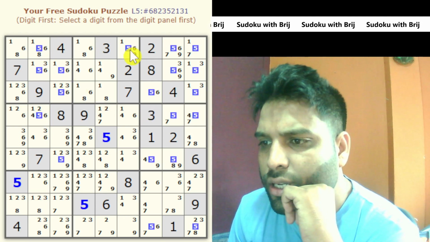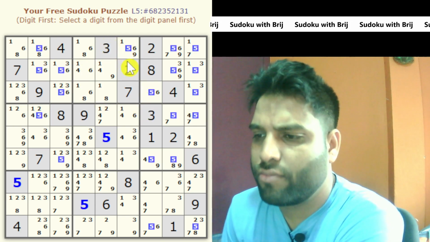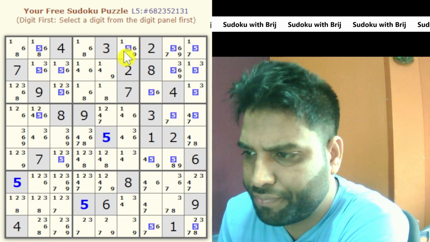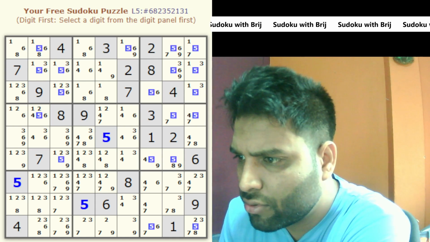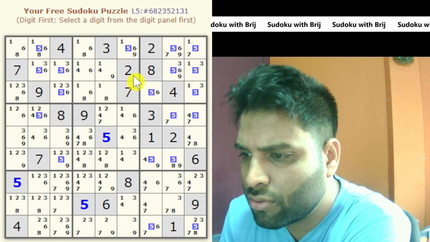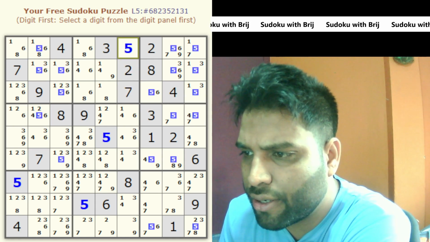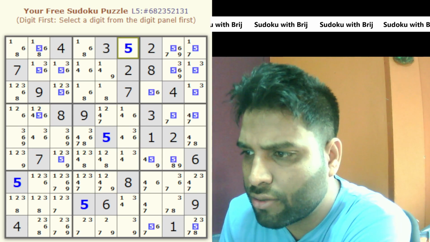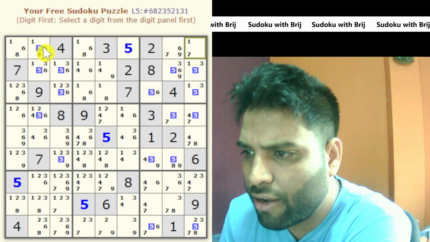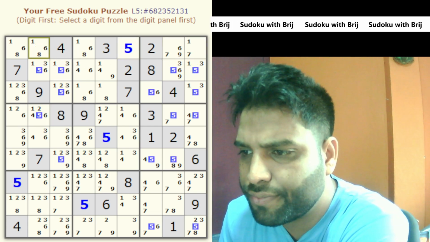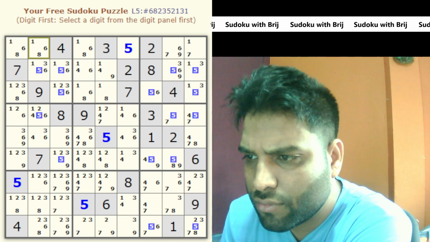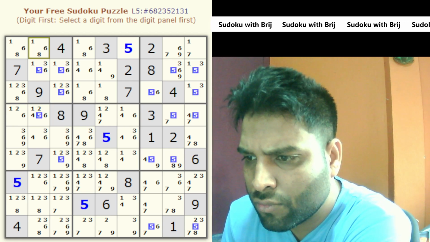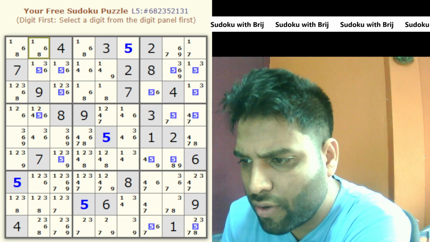Okay, in this box 2, 5 can only be in this cell, so I can put that one over there. So I'll put 5 over here. Now I'll remove 5 from these 3 cells.